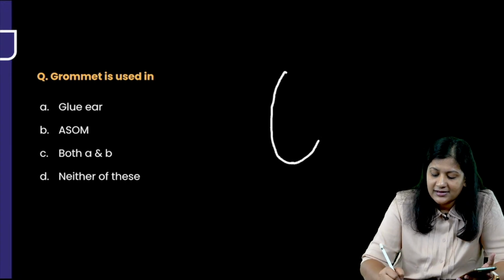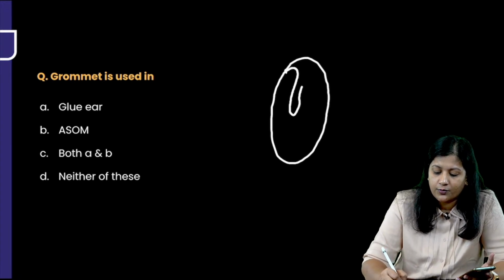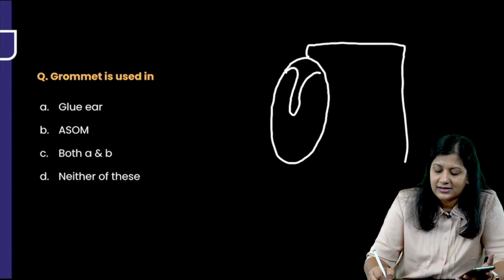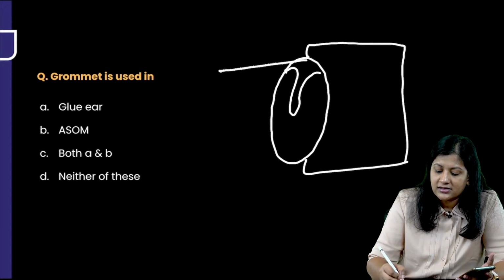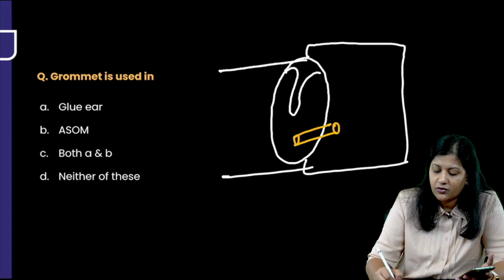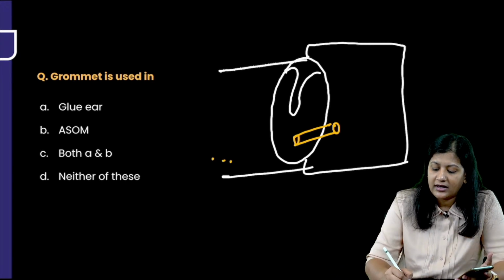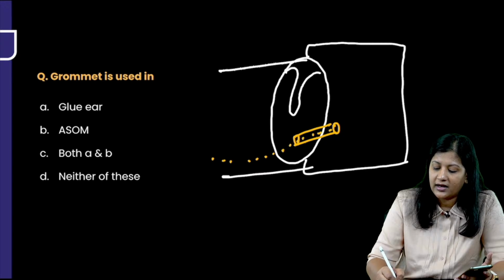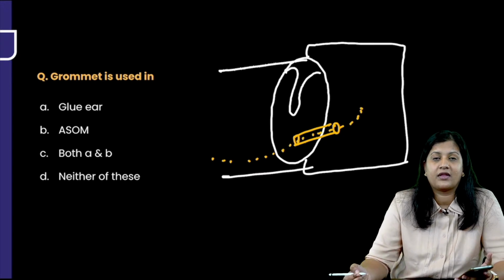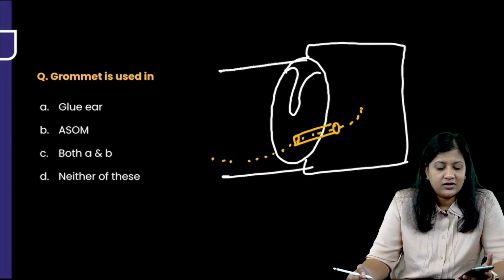A grommet is basically a ventilating tube. This ventilating tube communicates your external auditory canal with your middle ear. So we insert a tube that communicates the external auditory canal with the middle ear so that air can go from the canal into the middle ear. So in which condition will we do this grommet?